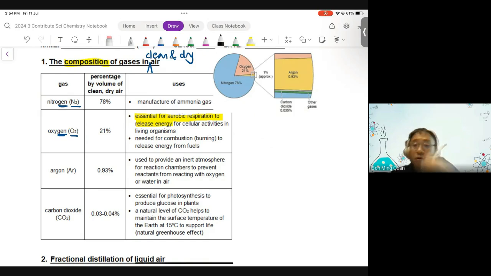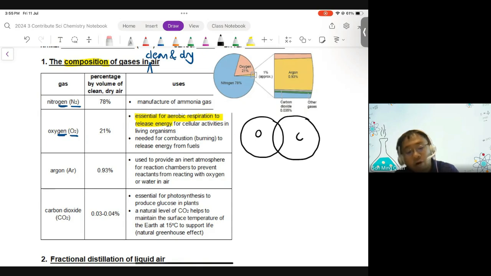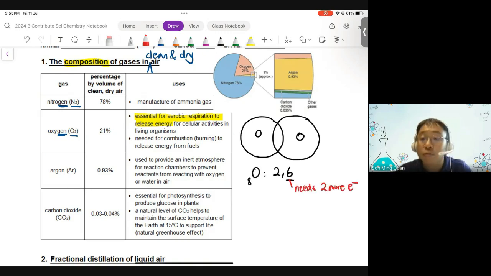Now, let's do a short recap of what an oxygen molecule looks like. What's O2? If you recall, oxygen is 2, 6. So the electronic configuration of an oxygen atom is 2, 6. So it has 6 valence electrons. If it has 6 valence electrons, it needs 2 more valence electrons to achieve a fully filled outermost shell. If it needs 2 more electrons, it will share 2 electrons.